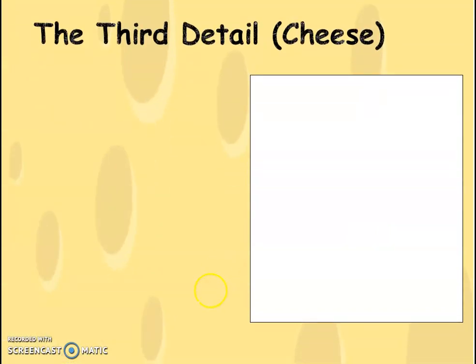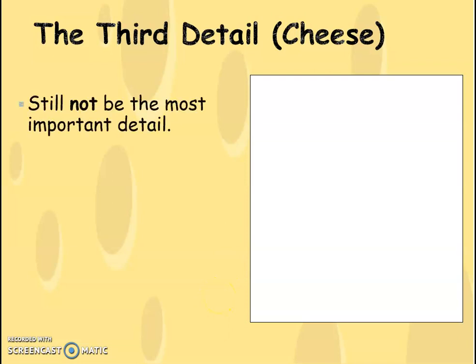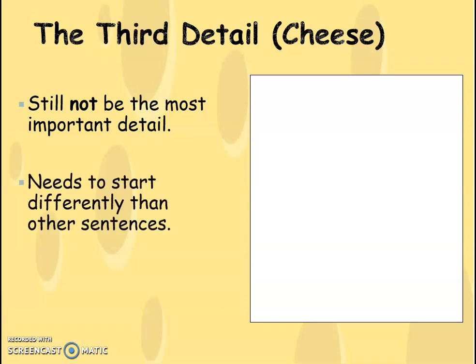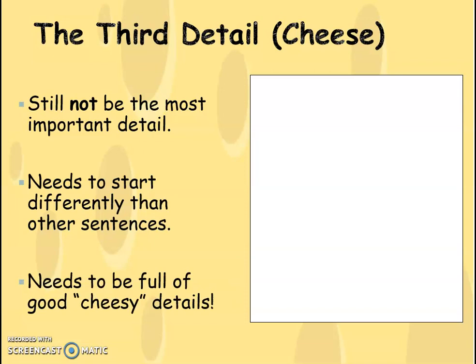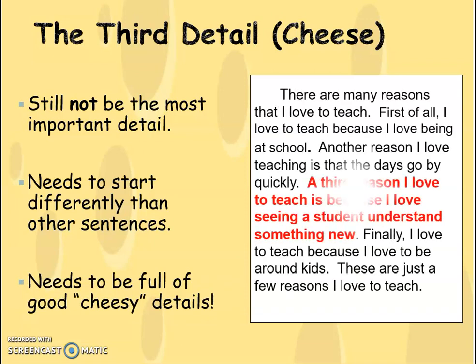The third detail is represented by cheese in the hamburger. It still should not be the most important detail. It needs to start differently than other sentences. It needs to be full of good, cheesy details. It is represented in red, and it says, a third reason I love to teach is because I love seeing a student understand something new. And as you can observe here, this supporting detail is linked by the linking word, a third reason, or it is linked by a numeral.